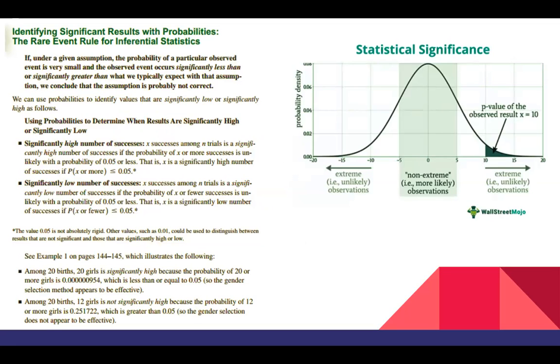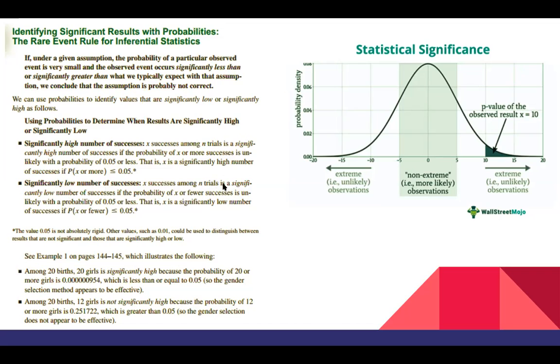Under any given assumption, if the probability of a particular observed event is very small, and the observed event occurs significantly less or significantly greater than we typically expect without the assumption, we conclude that the assumption is probably not correct, right? So let's talk about a significantly high number of successes as compared to a significantly low number of successes.